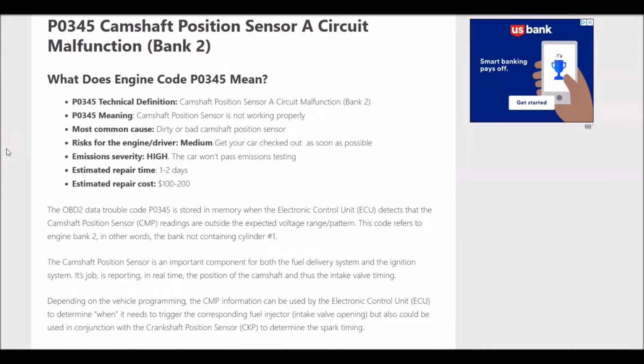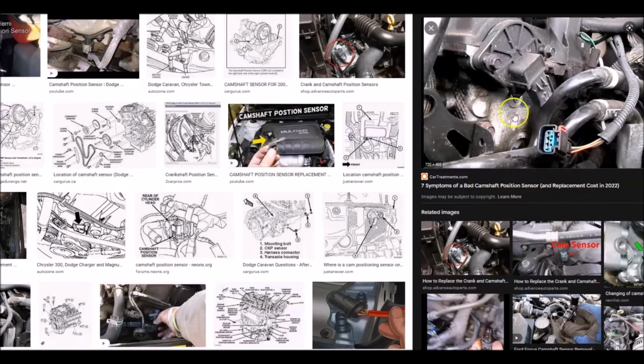Well, basically the camshaft position sensor reports back to the onboard computer the location of the camshaft as it spins. And this is used for timing. And when the onboard computer sees an error in the system, it's reporting out this error code P0345. So it'll have to be troubleshooted to figure out what's going on inside the system. And so it's going to be two main causes. It's either going to be in the wiring or it's going to be inside the sensor.